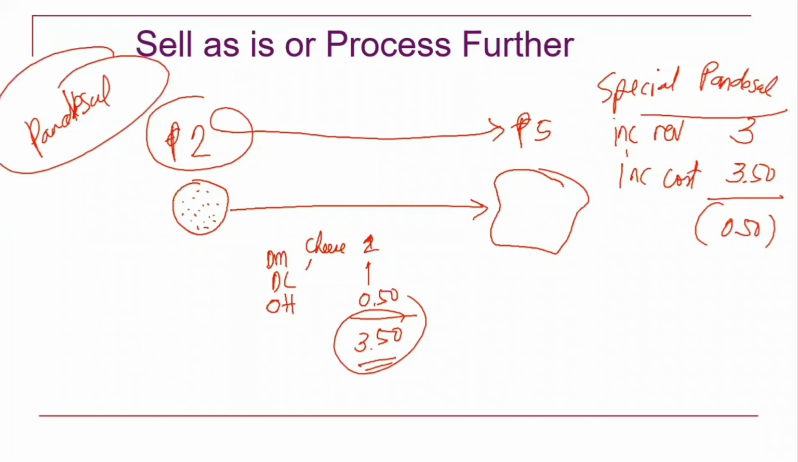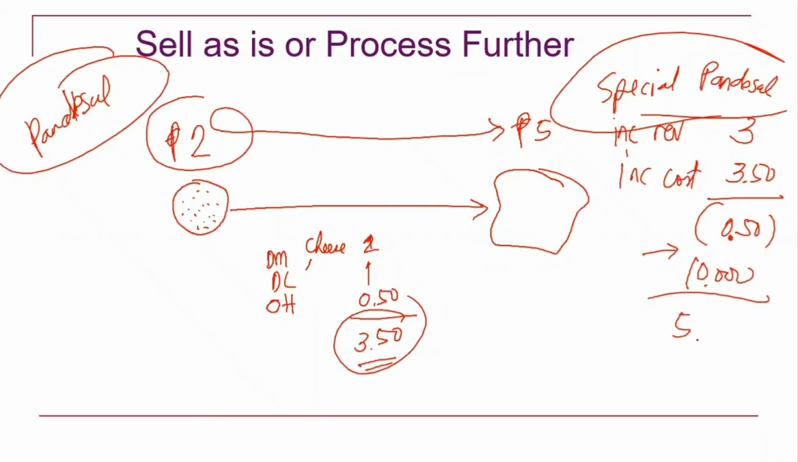Kasi pag nagbenta ka ng special pandesal, that would reduce your profit by 0.5 per unit. Let's talk about 10,000 pieces of pandesal. So meaning 5,000 pesos yung lugi mo kapag ang binenta mo ay special pandesal. Okay? Your profit would be reduced by 5,000. Kaya ang ibenta na lang natin ay yung pandesal.